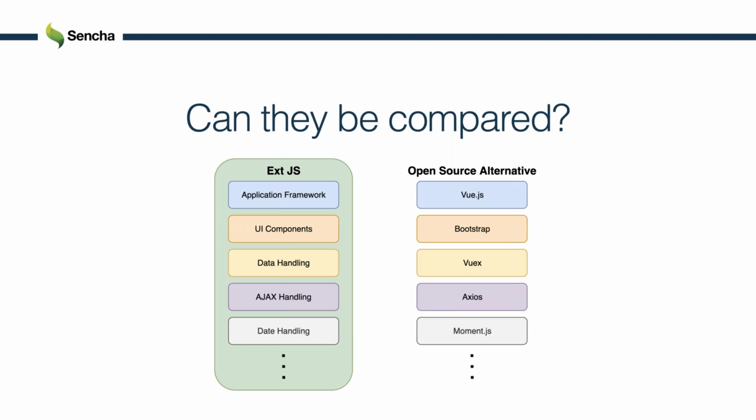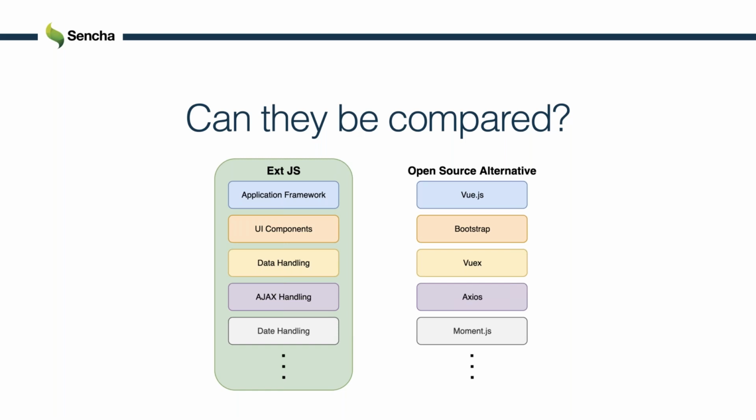So that's, you know, sort of orange level in the diagram here. And then you need to select something to handle your data. So you might pick Vuex if you have a Vue application, and then you need something to handle AJAX calls, so you bring in Axios, and then you need to do some date handling, so you would go and grab Moment.js, and yeah, sort of keep going down this thinking as all your requirements get met. And when you compare ExtJS, what it has to offer, it has all of these things all built in, all part of the same package.